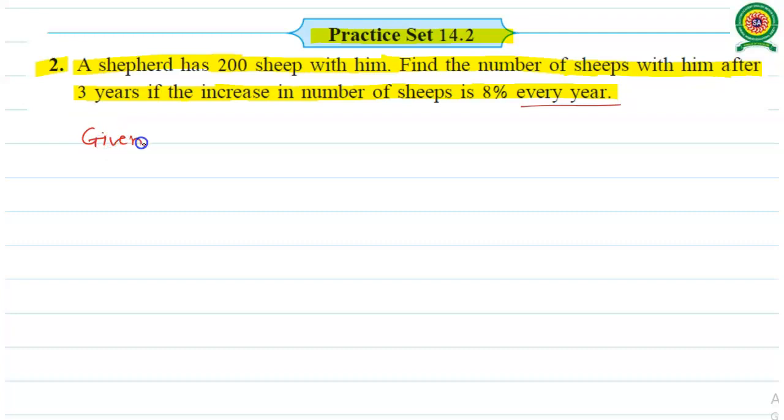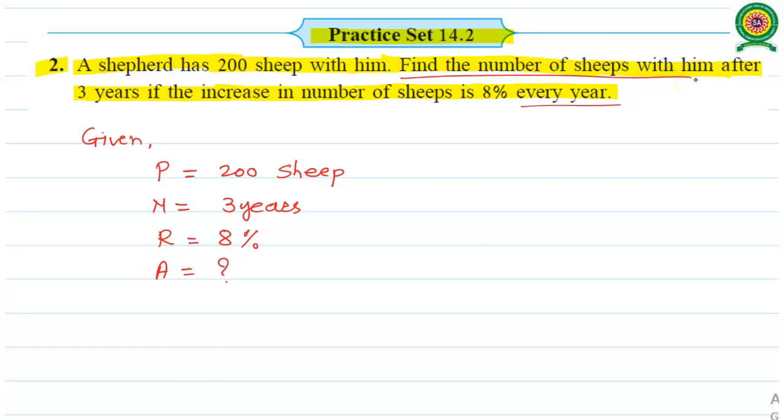So the given data is of the form: principal value, meaning the total number of sheep at the start, is 200 sheep. Next, we have to find the number of sheep with him after 3 years, so the duration is 3 years. Next, the rate per annum is 8%. Here it is an increase, so the value of R becomes positive 8% per annum, and we have to find the number of sheep at the end of the 3 years.